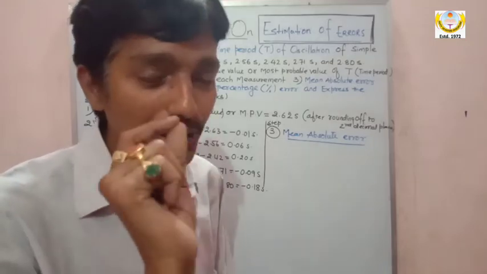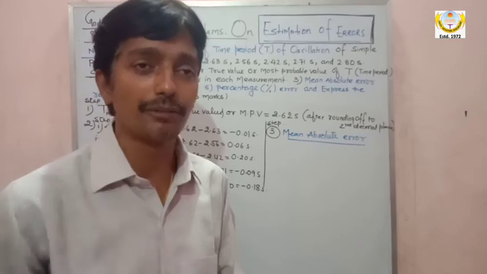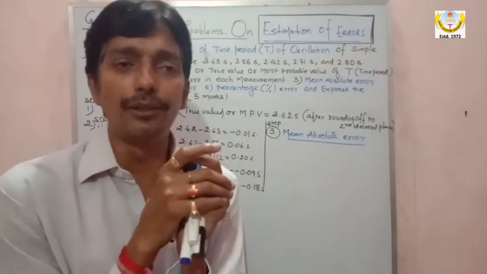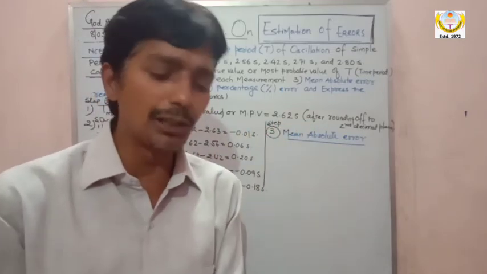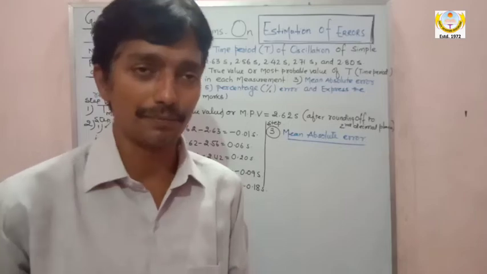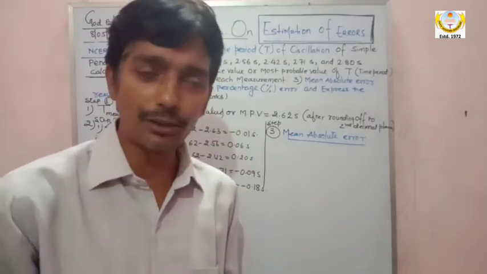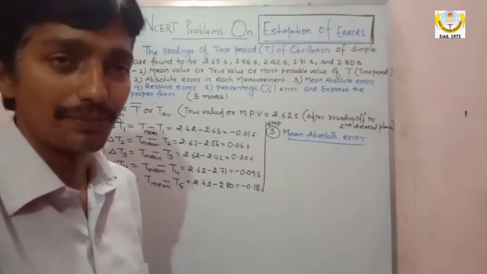But my dear, there is one point, one thing which you are supposed to note. That is very important to note. When we go for mean absolute error, when we are estimating the mean absolute error, there is one rule we had made, one rule we are supposed to follow. It's not just taking a mean of these absolute errors and that's all.